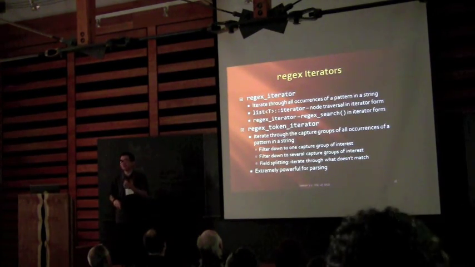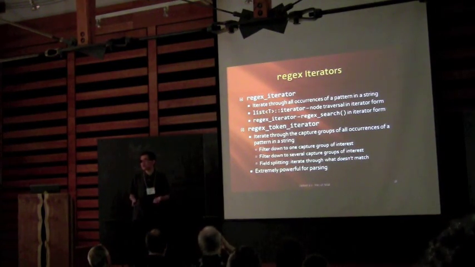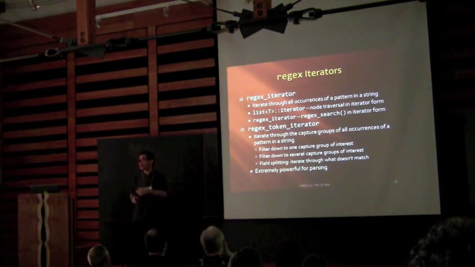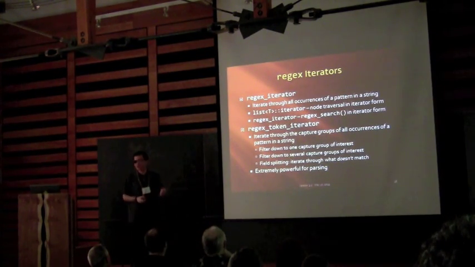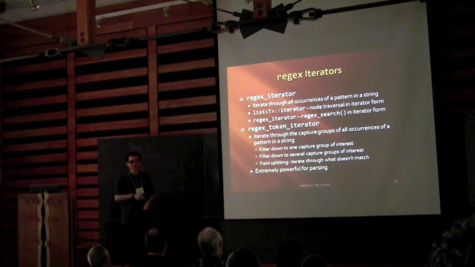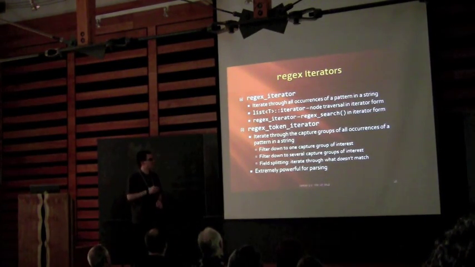It's really doing a repeated regex search and then presenting it to you. Just as you can think of list iterator as node traversal, so p = p->next in iterator form, regex iterator is repeated regex search in iterator form. And this is actually extremely important because while you can iterate through list nodes if you've got the data structure in front of you easily, doing that with regex search is actually extremely difficult. Repeat vectors tell and look for the details.